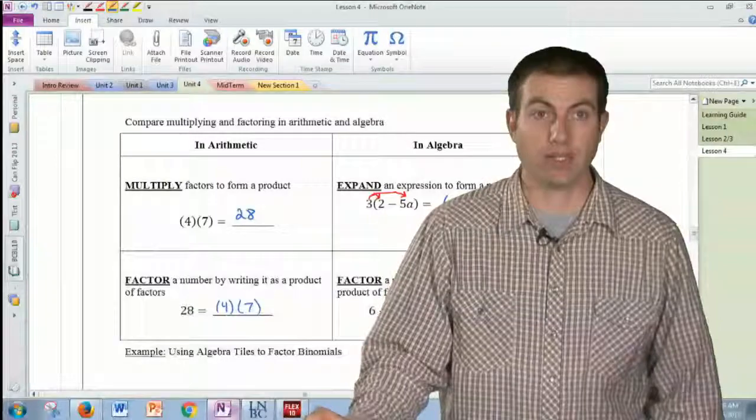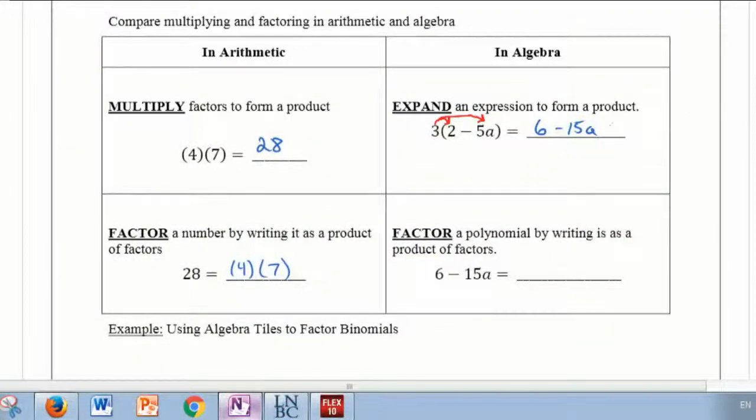Down below it says factor. So if we think about the opposite of multiplying, over here we had this 28, and then we broke the 28 into 4 and 7, and 4 and 7 together gave me 28. So just kind of working backwards. Same thing here. This 6a minus 15a is what I'm starting with. I'm saying, okay, I've got to work backwards. What did I multiply by to end up there? So it's the same thing as what we've done up above.